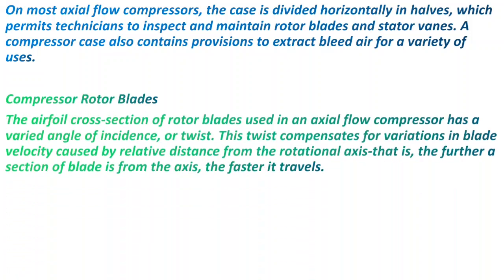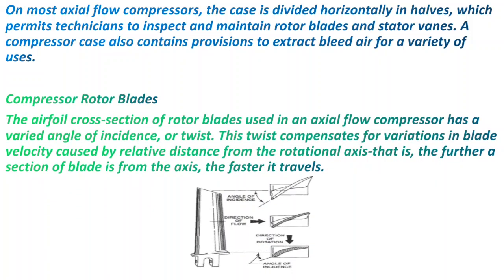Compressor rotor blades. The airfoil cross section of a rotor blade used in an axial flow compressor has a varied angle of incidence, or twist. These twists compensate for variations in blade velocity caused by relative distance from the rotational axis, that is, the further a section of the blade is from the axis, the faster it travels.